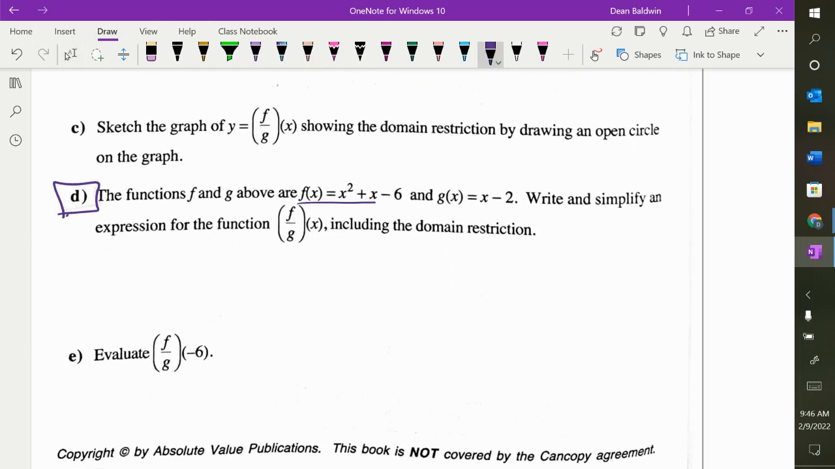So our f of x function is x squared plus x minus 6. Our g of x is x minus 2. Write and simplify an expression for f over g of x. Okay. So f over g of x is the same as f of x over g of x. Our f of x function is x squared plus x minus 6, I should say. And then we have x minus 2 in the denominator. Okay.